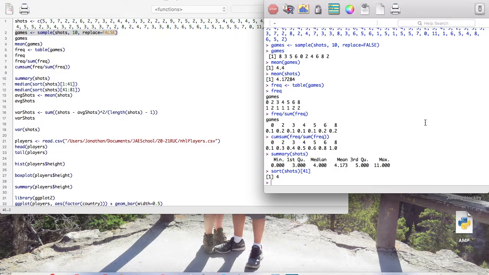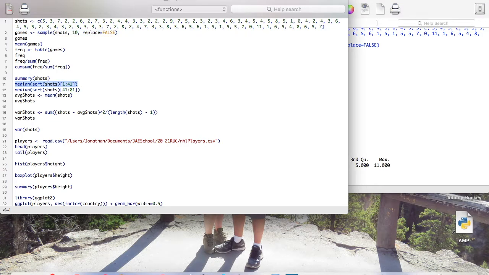Okay, and then there's the first quartile and third quartile. What those are representing is effectively the median of the bottom half of values for the first quartile and the median of the upper half of values, which is our third quartile. Or in other words, the 25th percent value and the 75th percent value.